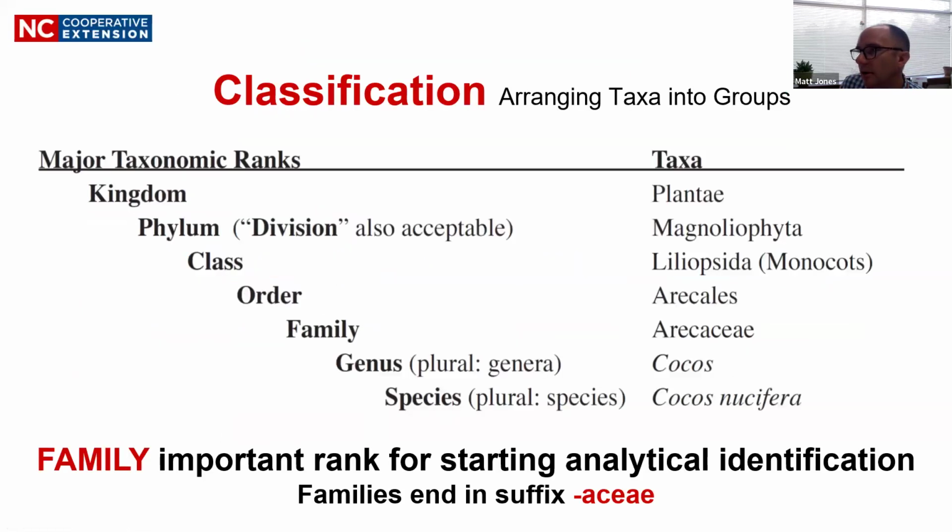Now, I hope this doesn't bring back, say, traumatic flashbacks from 10th grade biology, but historically there's been a hierarchical and nesting arrangement of taxa that have different rank names. And the fundamental taxon is the species name.